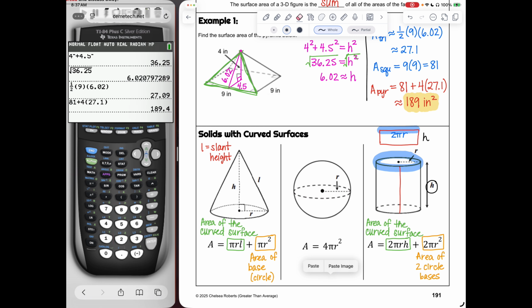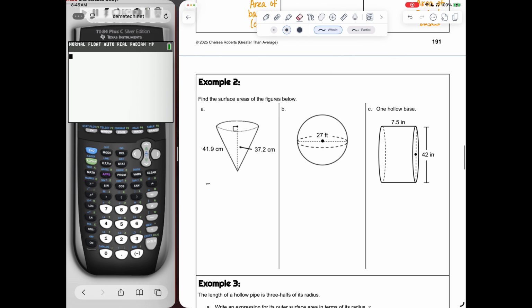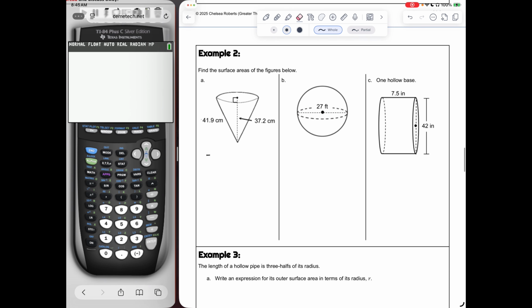All right, so let's start looking at some examples here. So let's look at example number 2. So it says, find the surface areas of the figures below. Okay, so if we look at A, that is a cone. And we know that the surface area of a cone is A is equal to pi r L plus pi r squared. So one thing that we should see here is that we do not know what the radius is. So I'm going to draw that radius in, and then I'm going to try to find the radius.